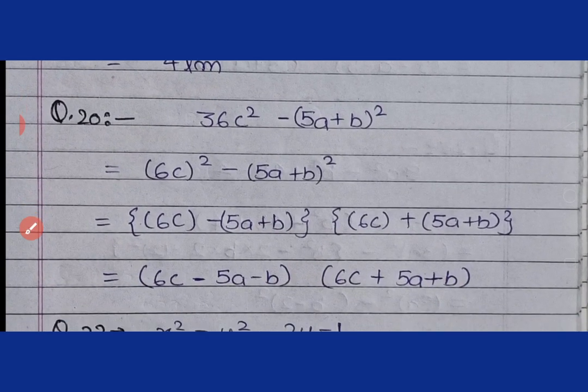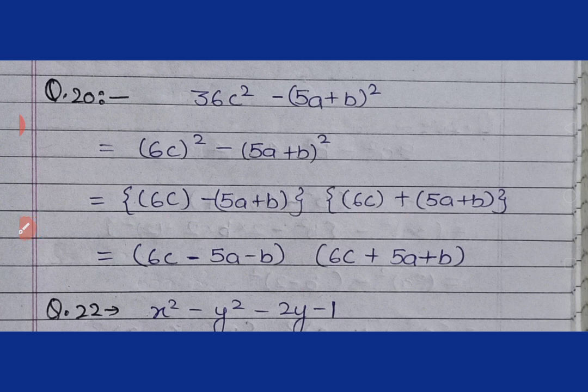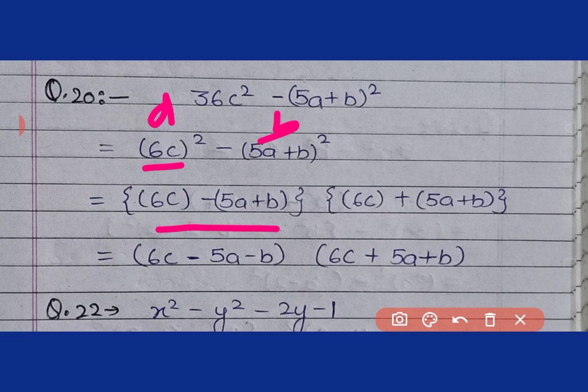In the next question it has given 36c square minus (5a plus b) whole square. 36 can be changed into the form of 6 square, so we can write here (6c) whole square minus (5a plus b) whole square. 6c is taken as a and 5a plus b is taken as b. So in the first bracket we will write a minus b, so 6c minus (5a plus b). I have put the bracket directly inside the bracket because whenever we open the bracket, the sign will surely change due to the minus and plus.